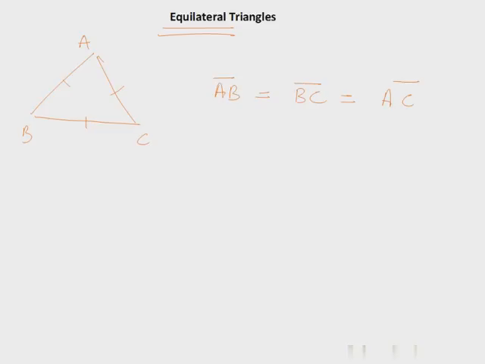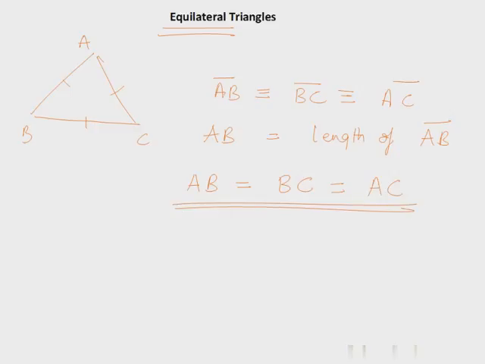Put a line and make it congruent. A line over AB means I'm referring to the line segment AB. And if I don't put the line over AB, then I'm referring to the length. This is the length of line segment AB. Some semantics. So I can say that segment AB is congruent to segment BC is congruent to segment AC. Or I can say that the length of side AB is equal to the length of side BC is equal to the length of side AC. That's an equilateral triangle.